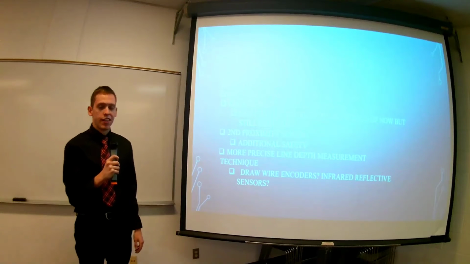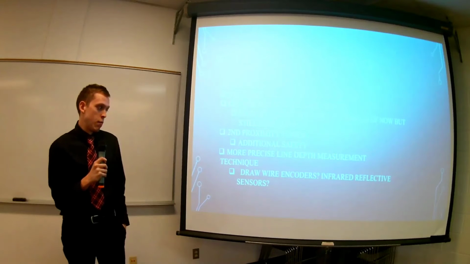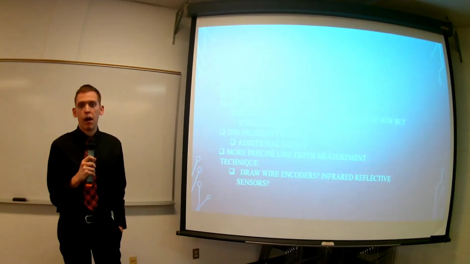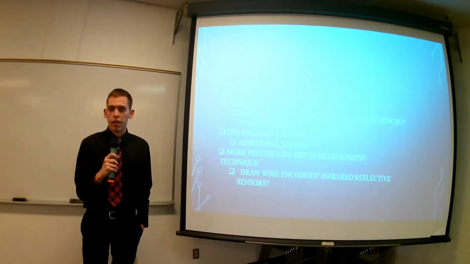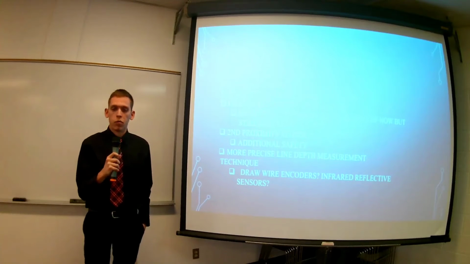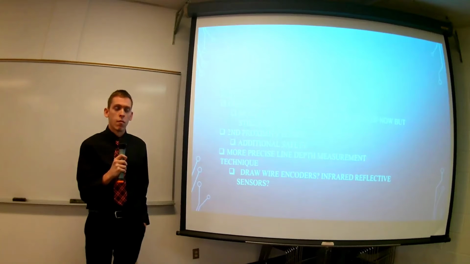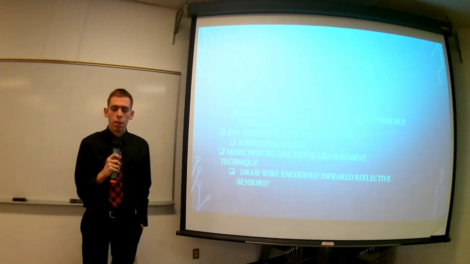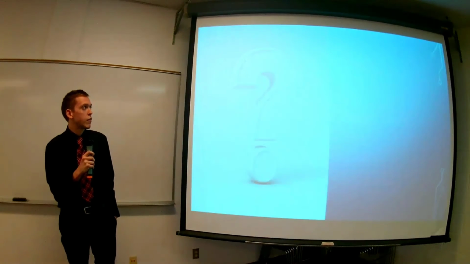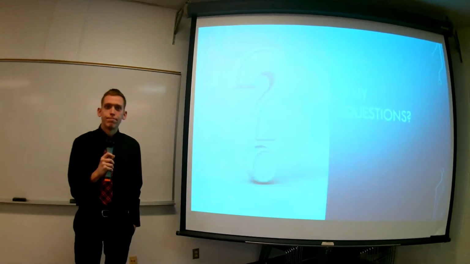Another one would be maybe a second proximity sensor for additional safety reasons, and then maybe an entirely different method when it comes to detecting line depth, maybe using a draw wire encoder or infrared reflective sensors along with the Hall effects, something along those lines for a different form of measurement. So I believe that is everything. So we will take any questions you all have at this time.